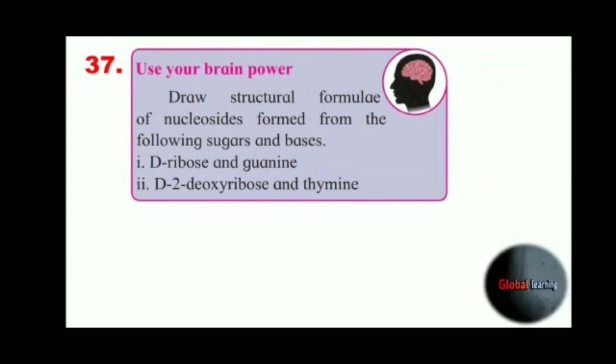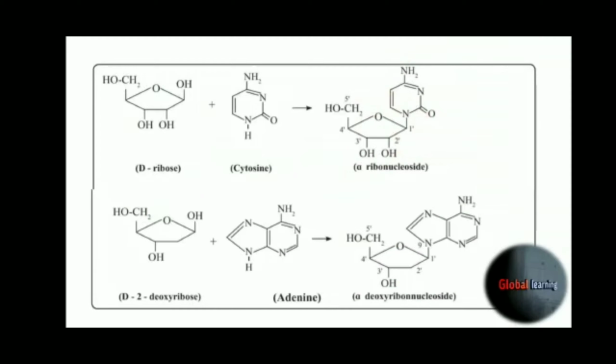The hint for the first one is we have taken D-ribose, and here I have taken cytosine, but according to the question you have to take guanine. So accordingly you take the guanine structure, and it will join accordingly. And the second one is deoxyribose, and here you will have a thymine structure, and the thymine group will make a bond, so it will form accordingly. So let us move further.